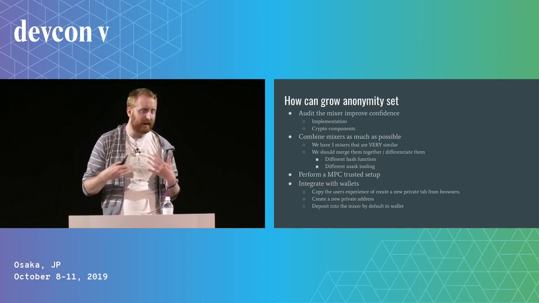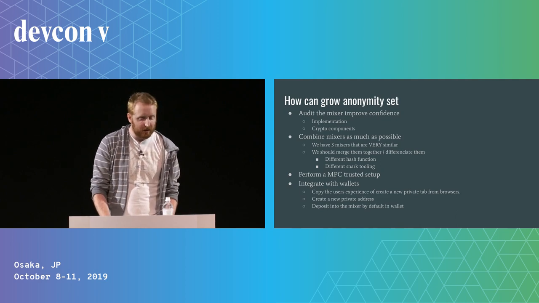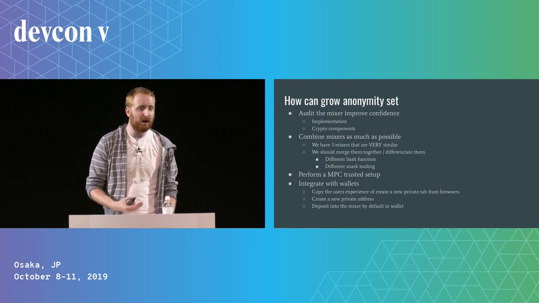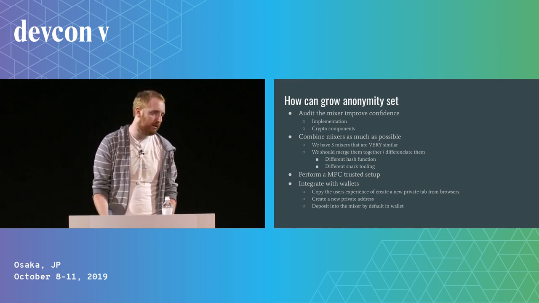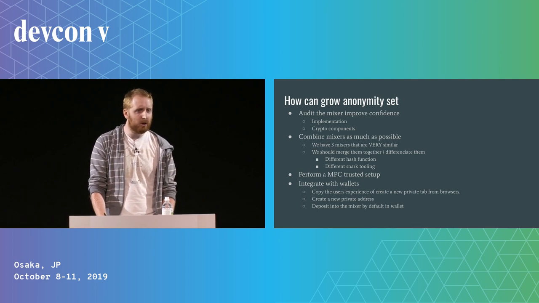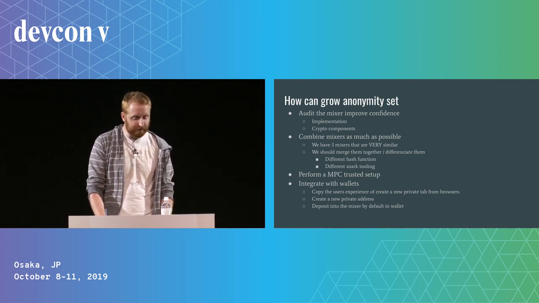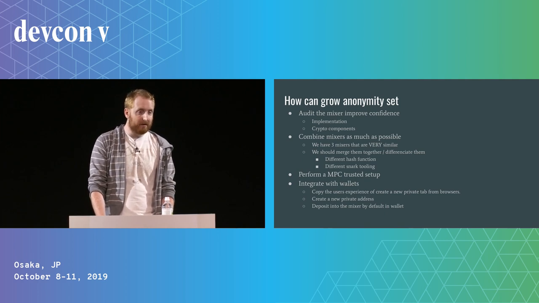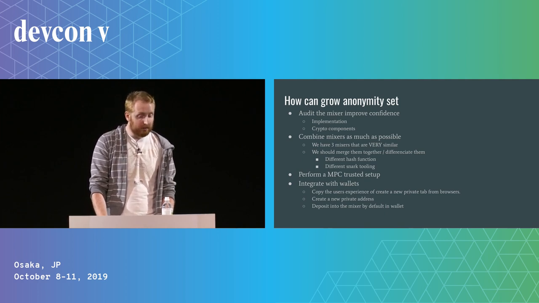So let's talk about how we can fix some of these problems. For example, how can we get more people to deposit into the mixer? Because that will make a lot of these problems less severe, since 200 seems like a very small subset. One way to do this is to increase people's confidence in the mixer, in the implementations and the crypto components. That's one thing we could do.